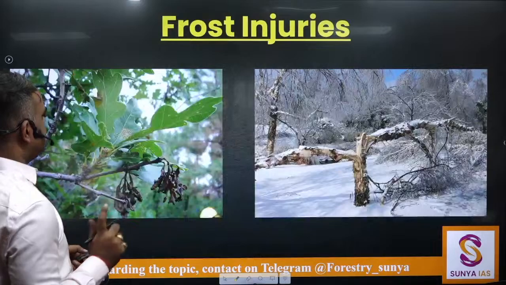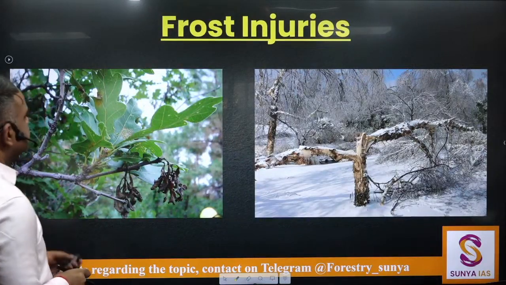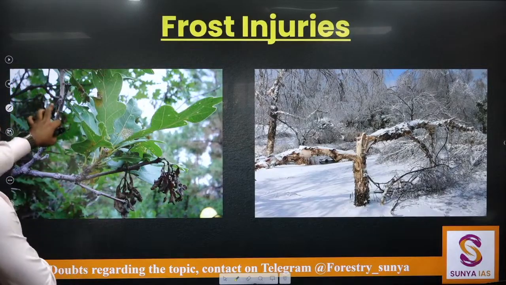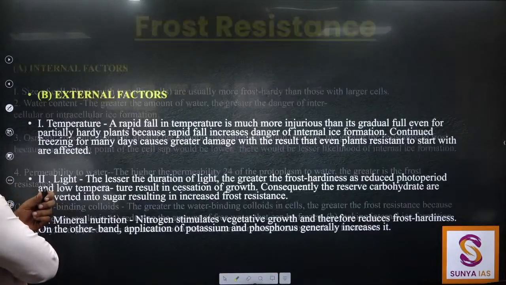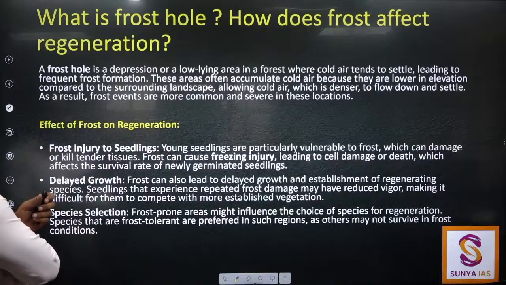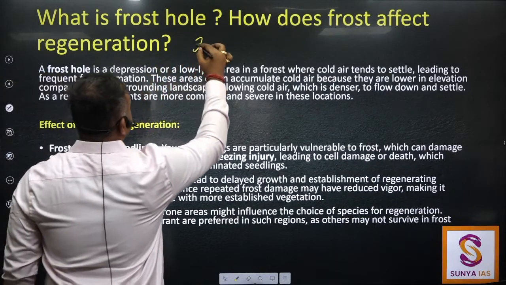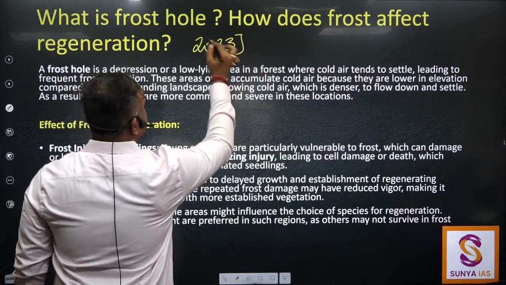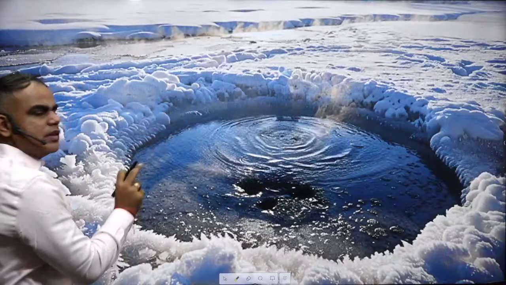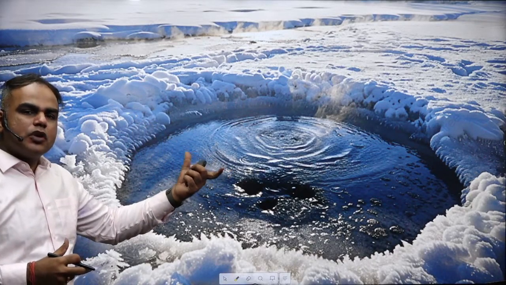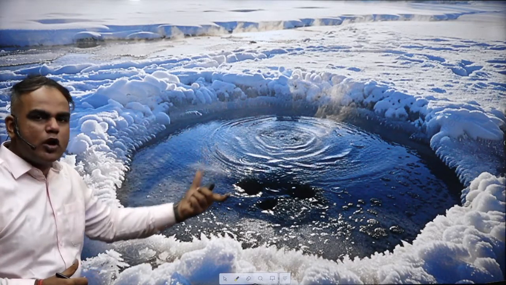Plus I'll also show you one more thing, and then we move to the injuries caused because of frost and the damages that it does. There's also a term known as frost hole. Now this question was again asked in 2023. This is again a basic thing that we have to know. First of all, this is how a frost hole looks. From the very name itself, you can understand what the frost hole is going to be about.